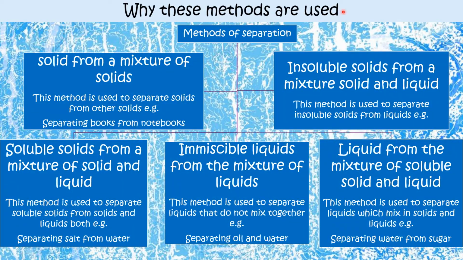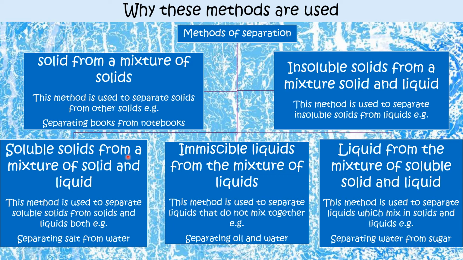Why are these methods used? Methods of separation, as I told you last time. Solids from a mixture of solids: this method is used to separate solids from other solids. Example, separating books from notebooks. Insoluble solids from a mixture of solid and liquid: this method is used to separate insoluble solids from liquids. You can understand them, like sand in water. Sand never dissolves in water. It looks like a muddy mixture.